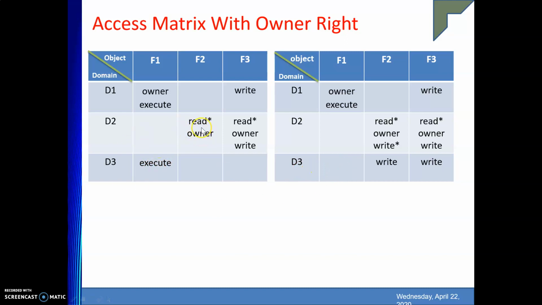For this one, see here owner is there. So here we have included write star and write. Two rights are included, two permissions are included here newly. Another one, here also owner is there. So what we have done, here we have included write access right in this domain D3. So the owner right allows you to remove as well as to add new rights in the particular column wherever it is appearing.